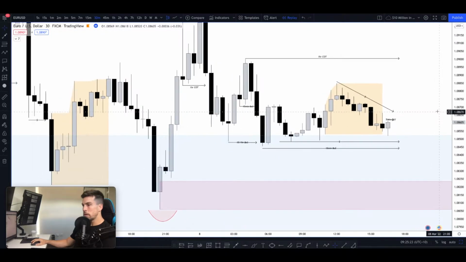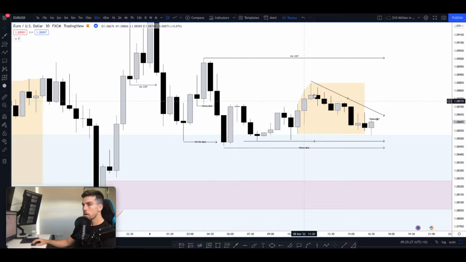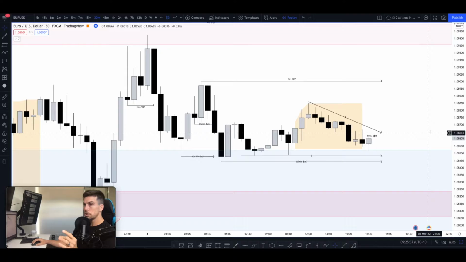So what was I looking at? This was just getting squeezed. I even texted my group and said, look, we're getting a nice squeeze here. We're going to get a pop in a direction, either down or up. No one knows. We are bearish, however, we are hitting this major demand zone.